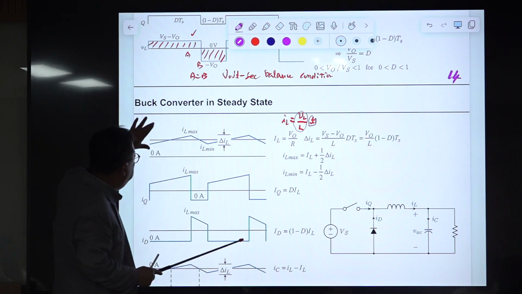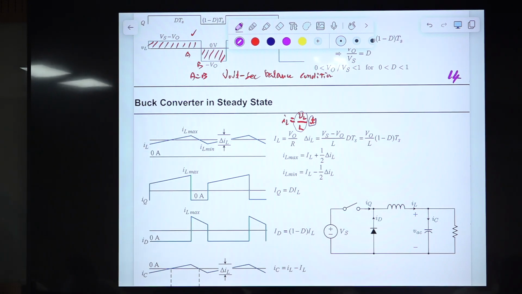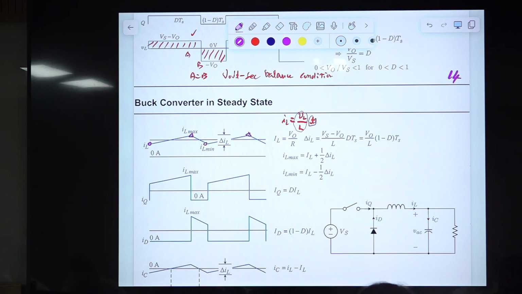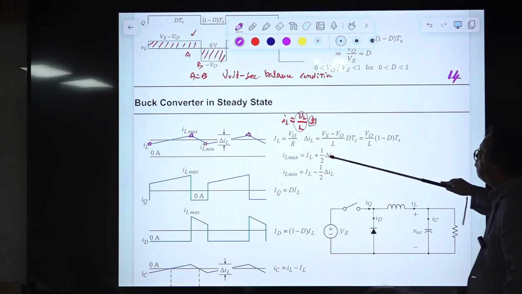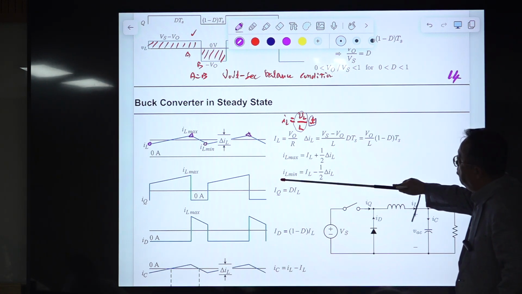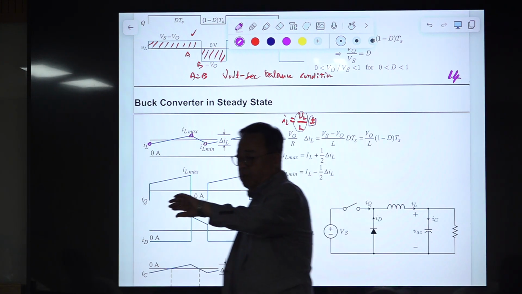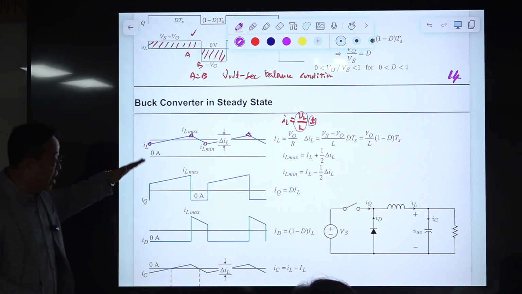The increase from here to there should equal the decrease from here to there. To reach steady state, this value should be the same, and this value should be the same. This must be true, otherwise you are not in steady state and are still in the transient period. Then the maximum value is the average value plus the variation, and the minimum value is the average value minus the variation. All right, we stop here and continue the remaining part later.